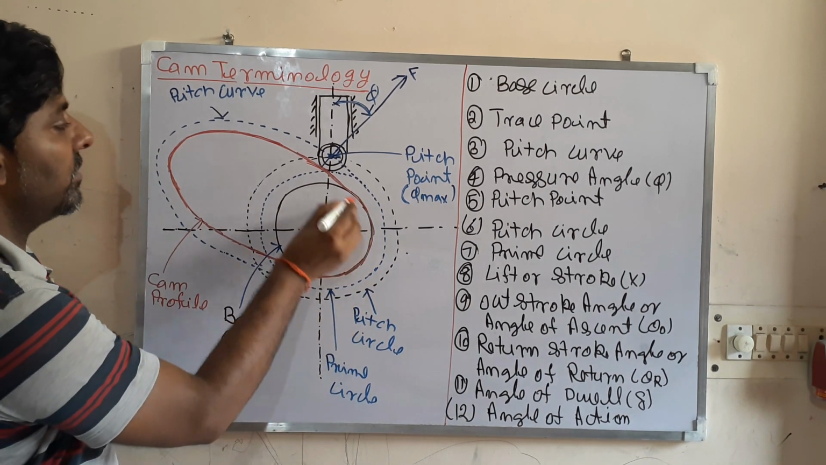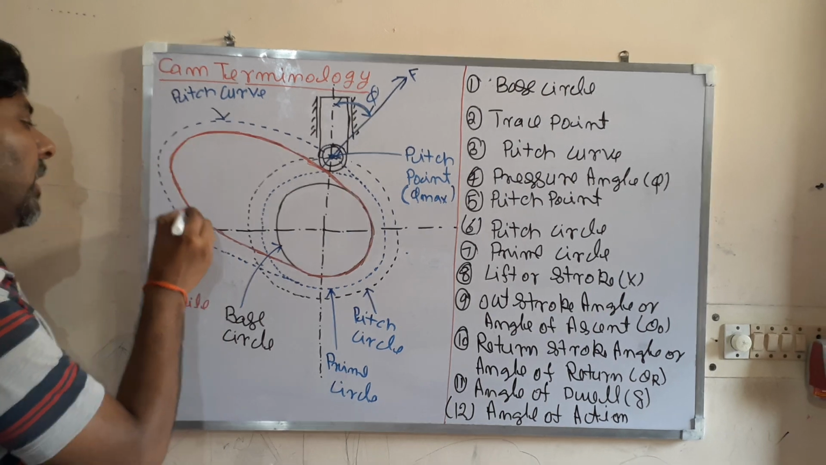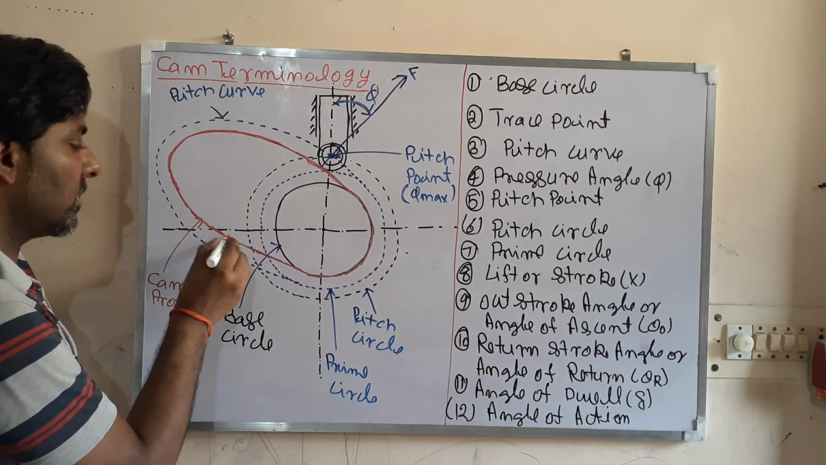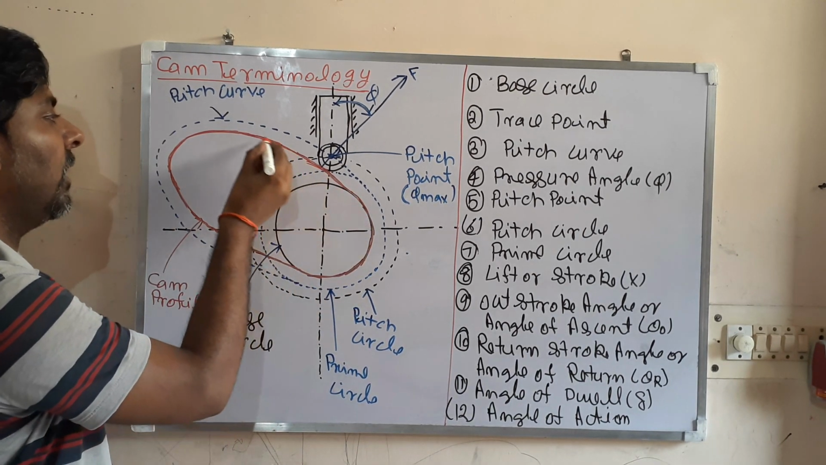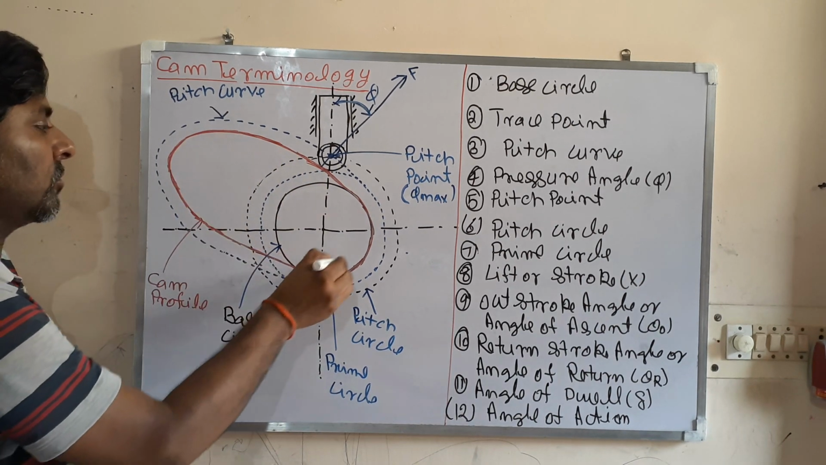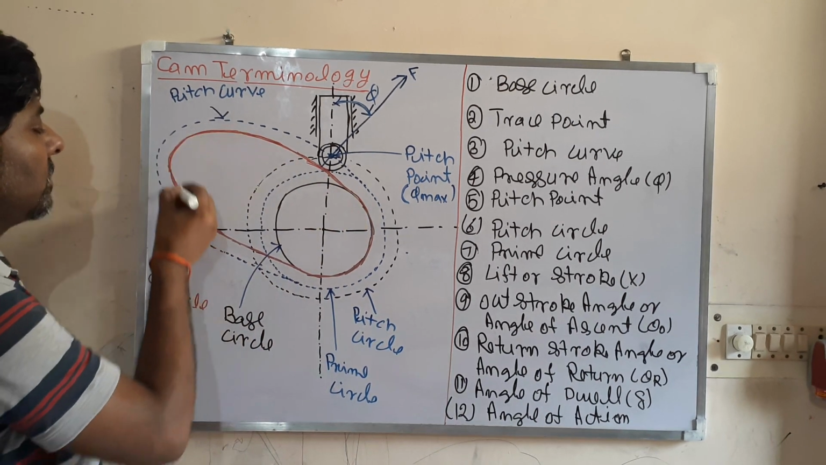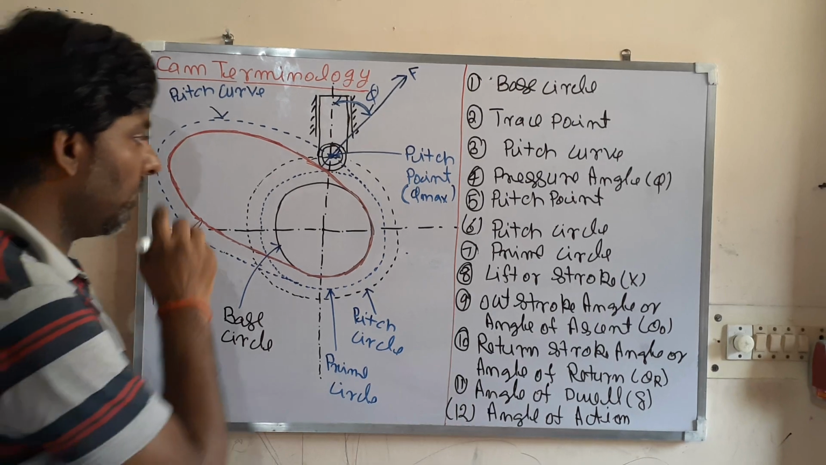Now, this is the cam profile, जो रेड पेन से ड्रा हुआ है. इसको डार्क कर देते हैं. This is your final result. So this is the cam profile I have drawn here.